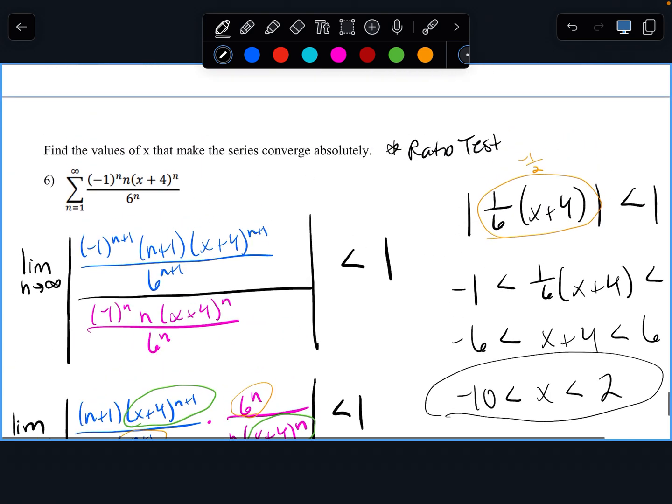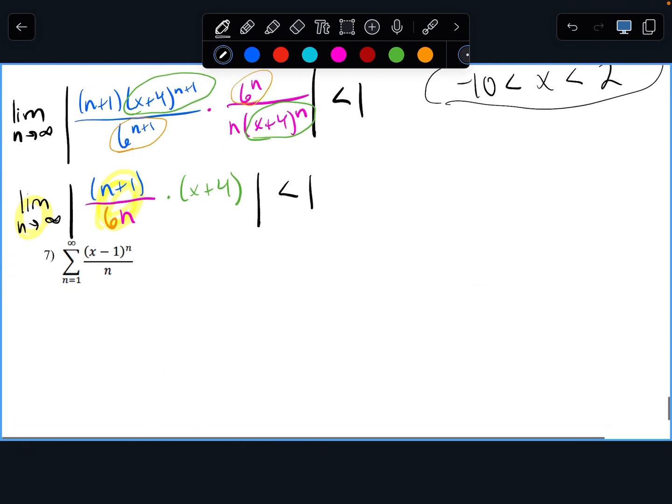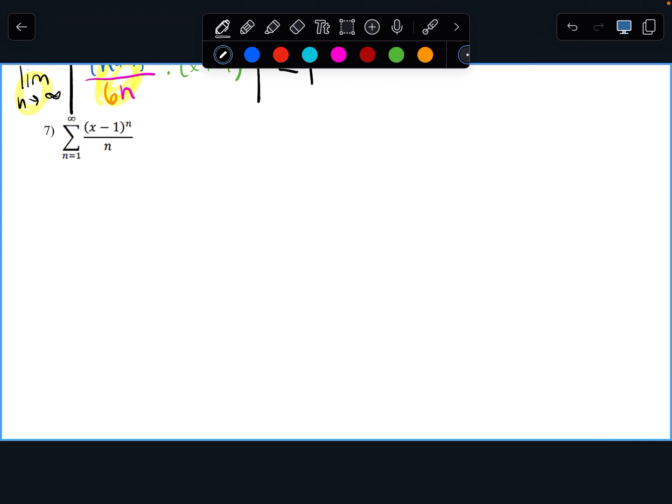So again, when you see these directions, find the values of x that make the series converge absolutely, you're using ratio tests. Unit 10, your ratio test is your best friend. Because if it's less than 1, it converges absolutely. And we talk about what's called a radius of convergence. It's going to be fun. So what you're going to do is this ratio test, which the first step is super annoying, but it's fine. We're going to be fine.